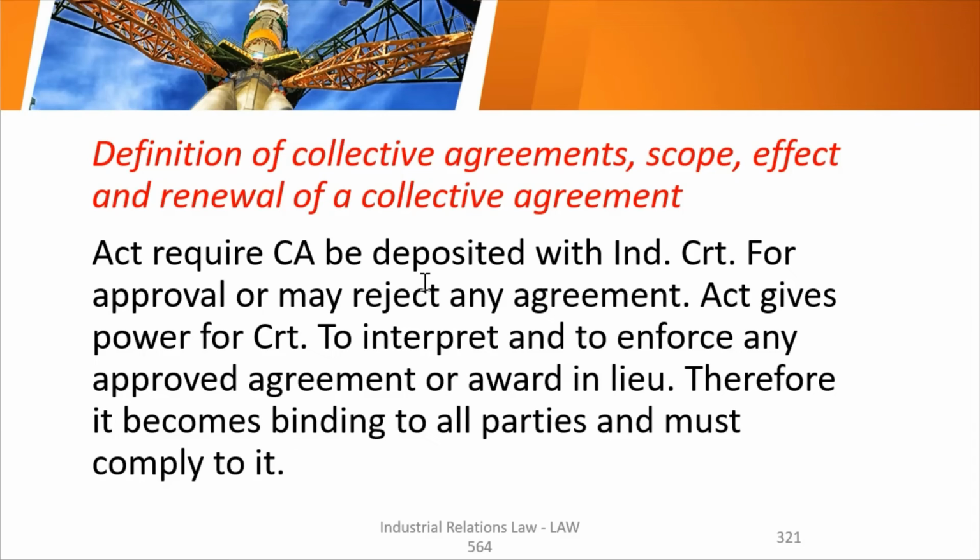If you look at the slide concerning this definition, the Act requires the collective agreement to be deposited in the Industrial Court for approval, or the court may reject any agreement. As I already mentioned in the diagram earlier, the CA must be deposited with the Industrial Court for them to accept or reject. The Act gave power to the court to interpret and enforce any approved agreement and awards in lieu, meaning if there is no solution, the court can come up with a solution for either party. Therefore, it becomes binding on all parties and everyone must comply with it.